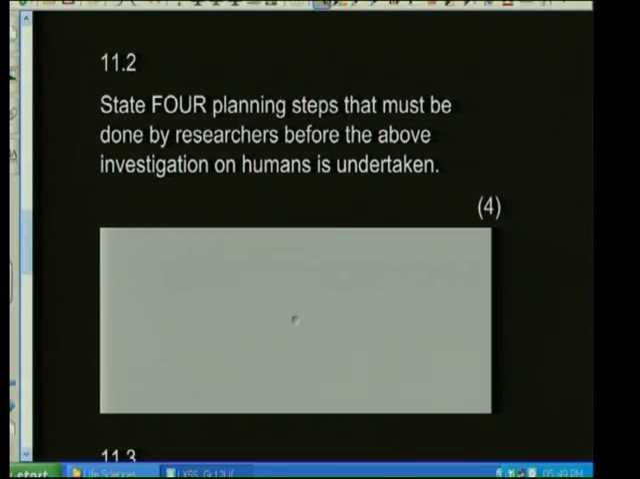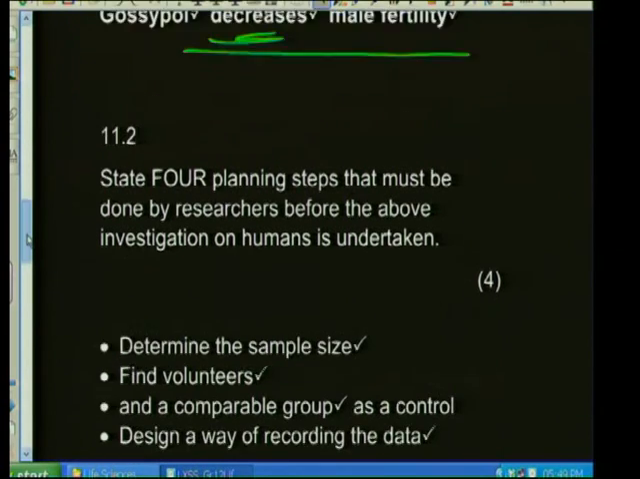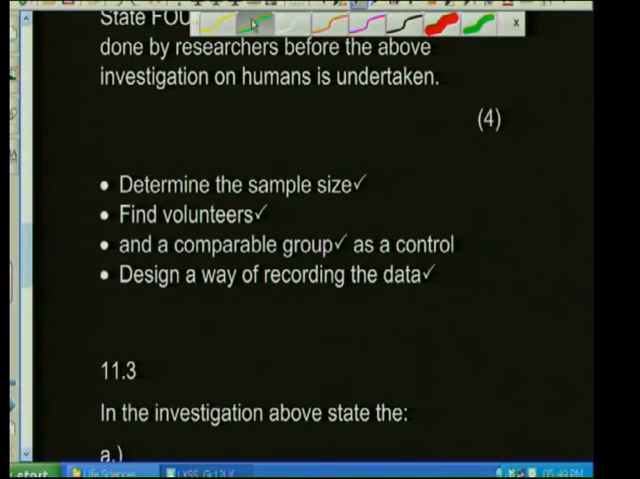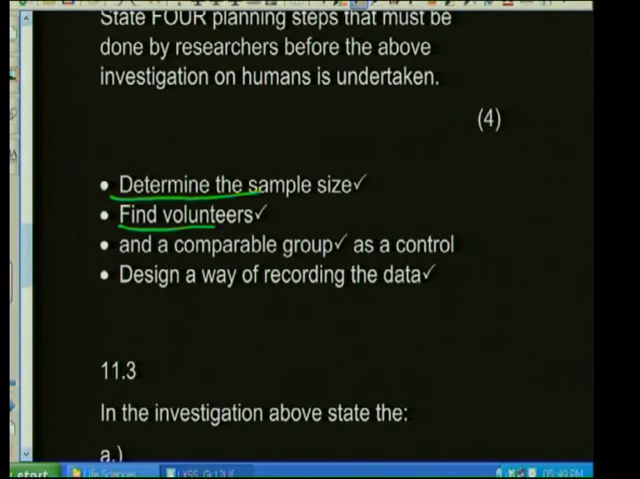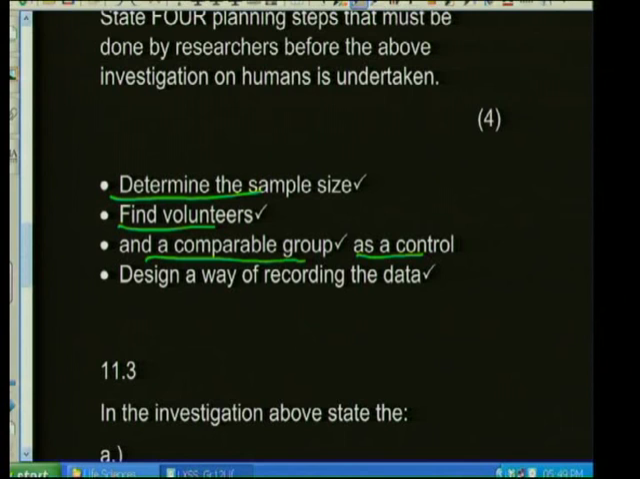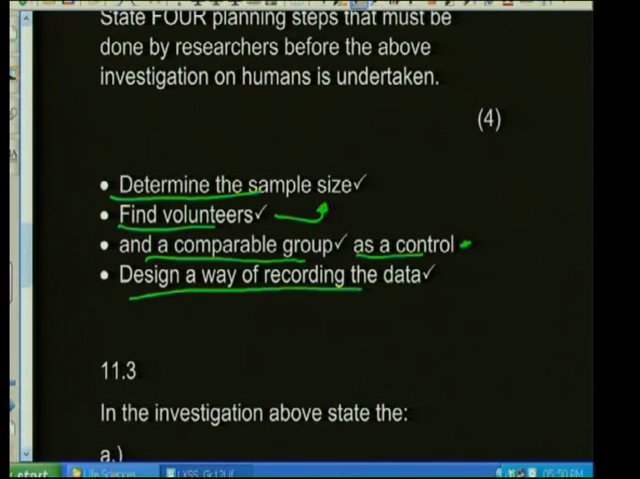State 4 planning steps that must be done by researchers before the above investigation takes place on humans. 1, you have to determine the sample size. They must find volunteers. They'll have to advertise and get volunteers. They may even have to pay them. And a comparable group as a control. So volunteers to use the gossypol. At the same time, they must get another group that's not going to use the gossypol. So you have a control group and an experimental group. And they must design a way of recording the data. They can also design a way of presenting this data to the public.